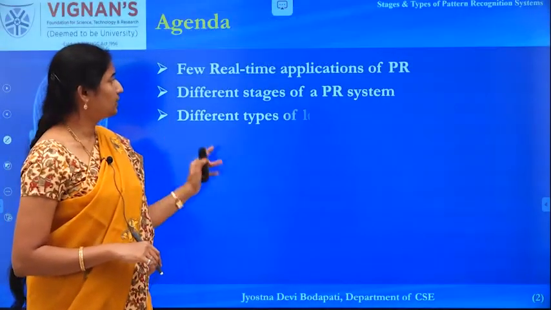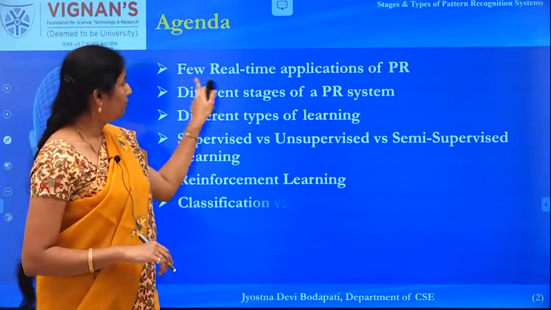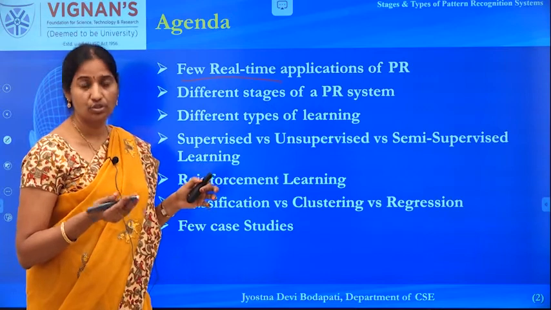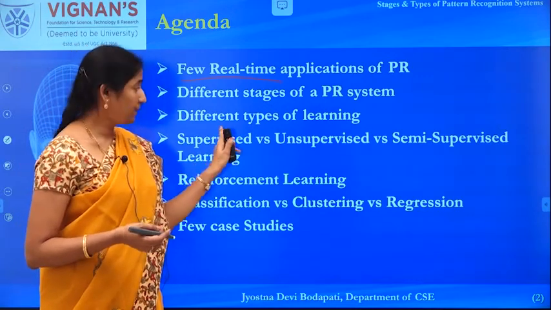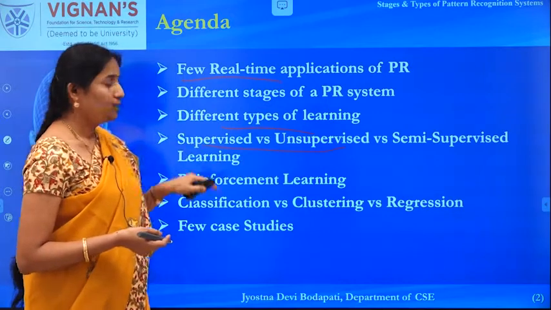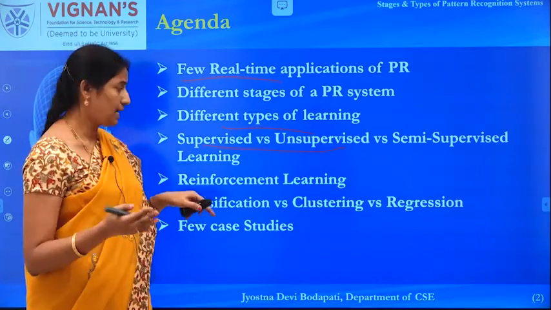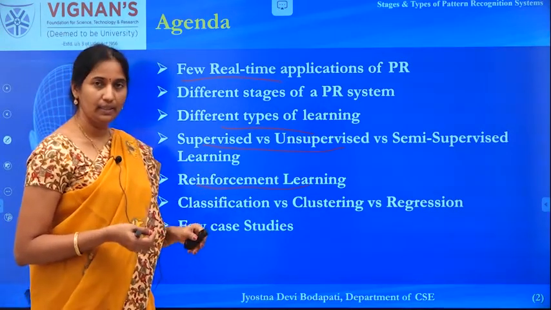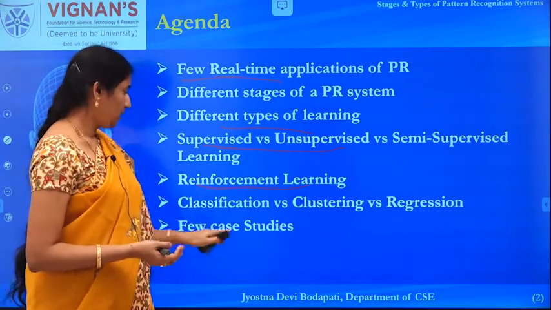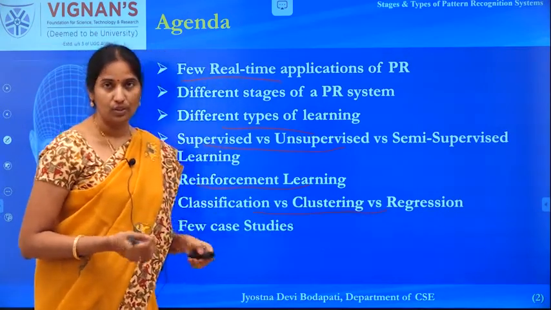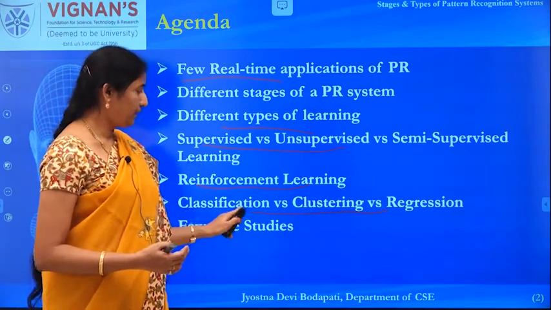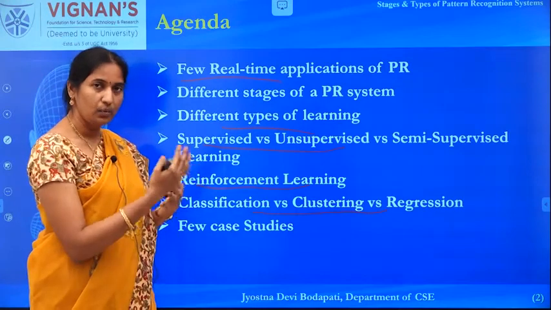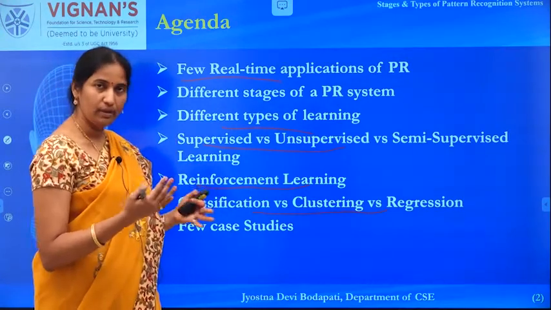The agenda of today's lecture is, so we will see a few of the real-time applications of pattern recognition, then the different stages of the pattern recognition systems in detail, and the different types of learning that are possible: unsupervised, supervised and semi-supervised learning. In addition to that, we will have a glimpse of what reinforcement learning is and what the difference between classification, clustering and regression is. So, for what kind of problems can we apply classification, clustering and regression separately? How to choose these tasks when a problem is given? That is what we will be discussing today.